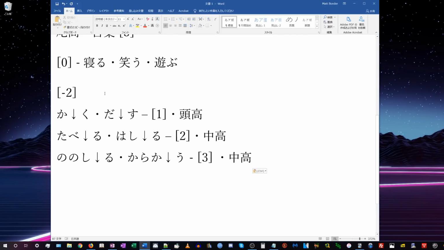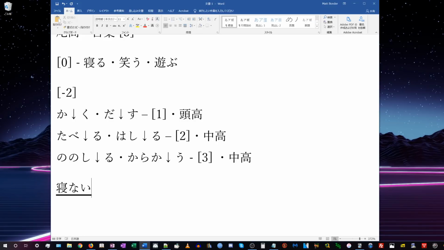But the biggest reason why it's beneficial to think of verbs in terms of either heiban or non-heiban, or -2, is that the conjugation patterns match that. So there's only 2 different conjugation patterns for verbs. There's the heiban conjugation patterns and the -2 conjugation patterns. So let me show you what I mean. So if we, for example, took the nai form of a verb.